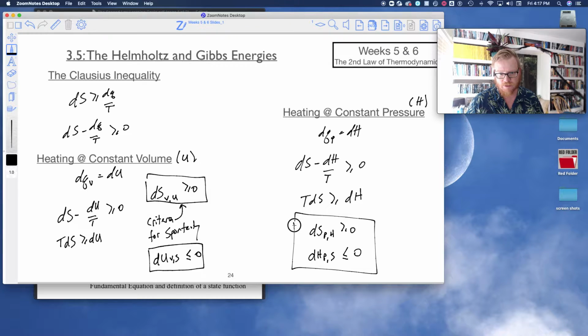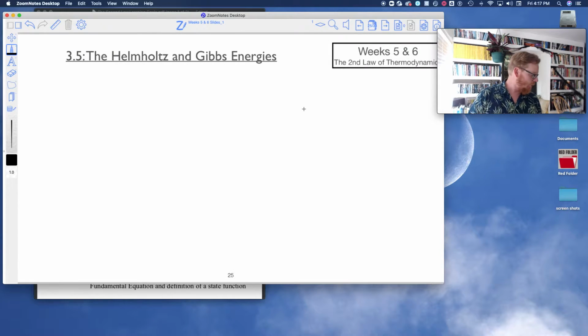Okay, so once again, increase in entropy for a spontaneous process, but we also see that enthalpy must be negative at constant pressure and entropy for a spontaneous process, okay? And we also see the connection now of enthalpy with pressure and entropy, okay? So what about these other quantities, okay?